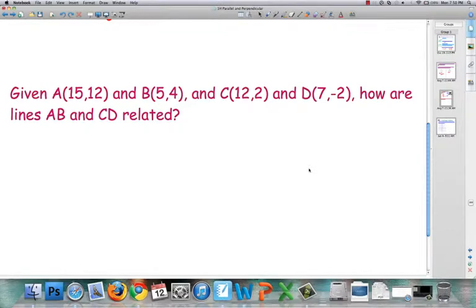Tomorrow in class, hopefully you'll have a nice foundation of parallel and perpendicular lines, and we're going to do a class activity to test your knowledge and see how good you actually are with parallel and perpendicular lines.